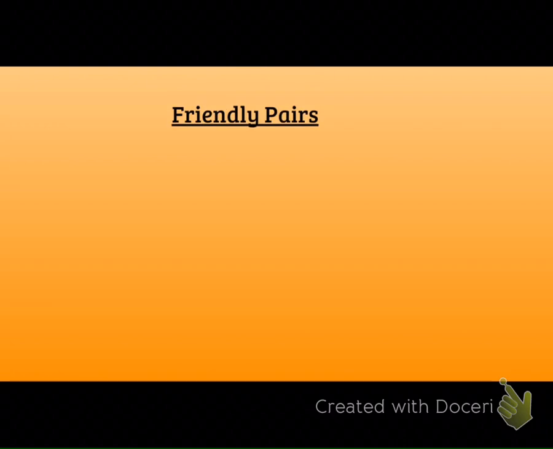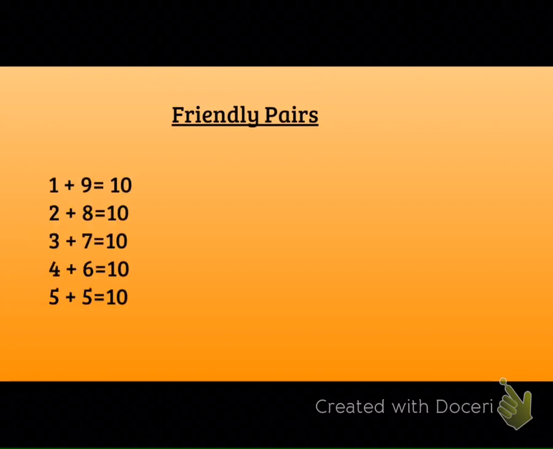All right, so let's take a look at some friendly pairs. These are going to help us when we are adding mentally. When we are adding mentally, we always want to make some friendly pairs. We have some examples here: 1 plus 9 equals 10. 2 plus 8 equals 10. 3 plus 7 equals 10. 4 plus 6 equals 10. What do we notice? They all equal 10. Why? Because 10 is a friendly number. So whenever we're adding and we can turn something into 10 or 100 or 1,000, we always want to make sure that we do that.